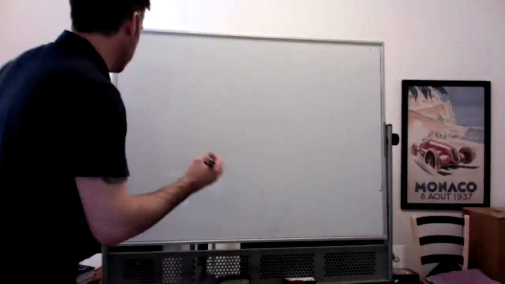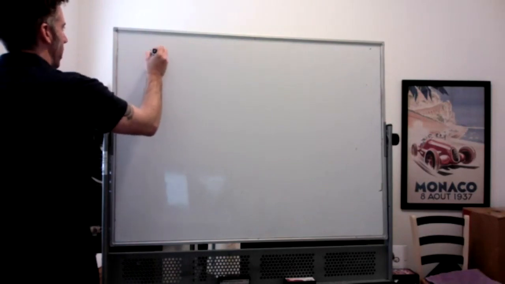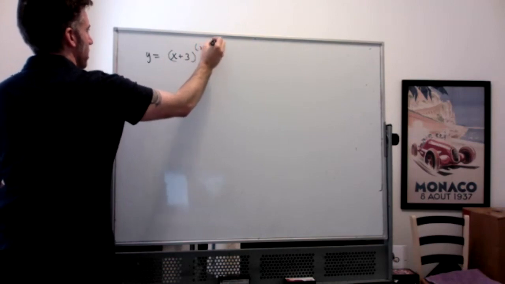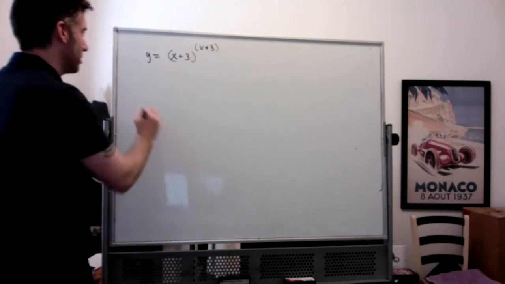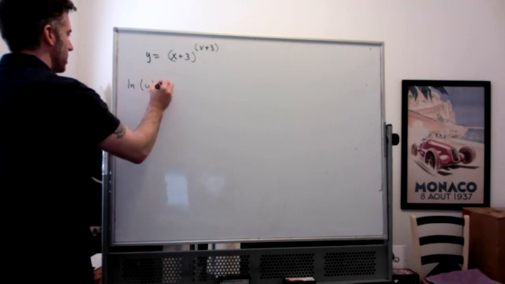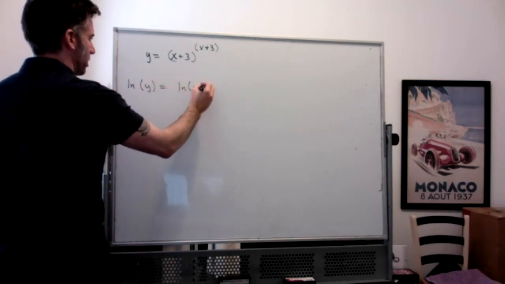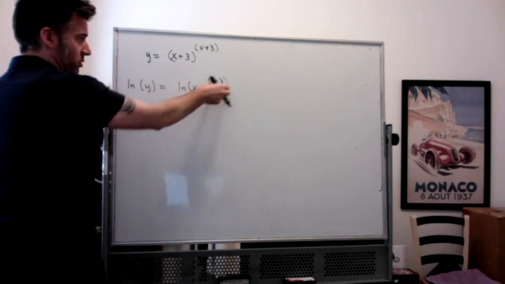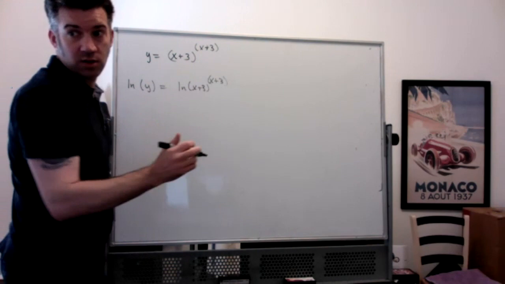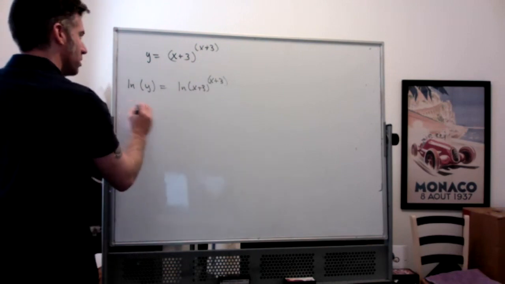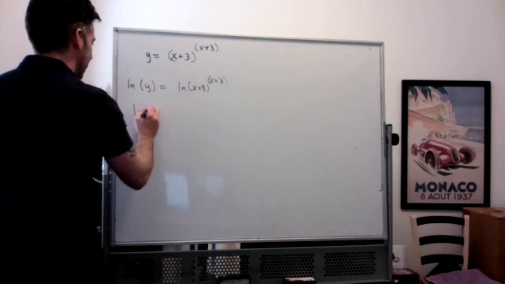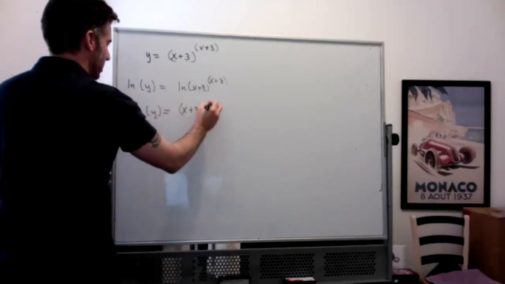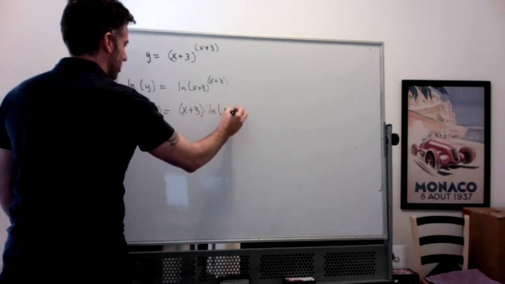So here's the other way you can do it. You could write it as y equals x plus 3 to the x plus 3 power, and then take the natural log of both sides. The natural log of y equals the natural log of x plus 3 to the x plus 3. And then just like in the previous problem, we're going to use the natural log rules to bring that x plus 3 down. So natural log of y equals x plus 3 times the natural log of x plus 3.